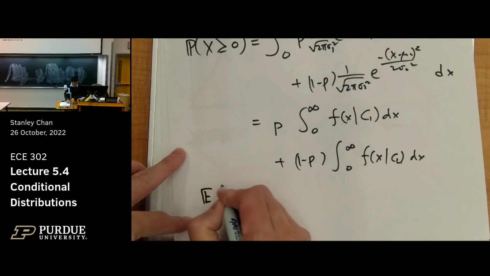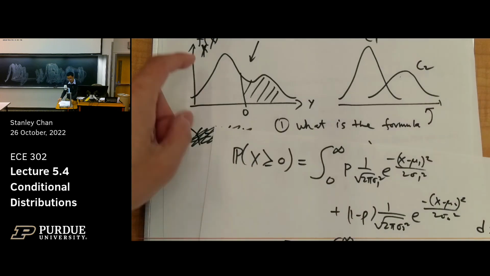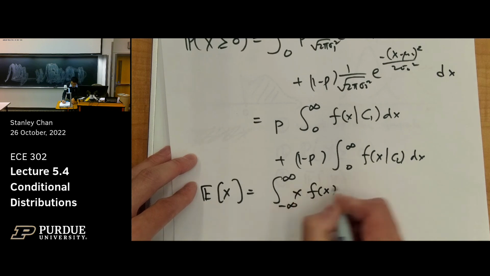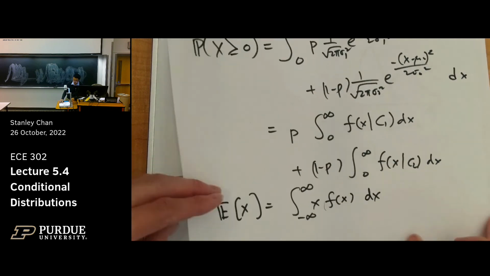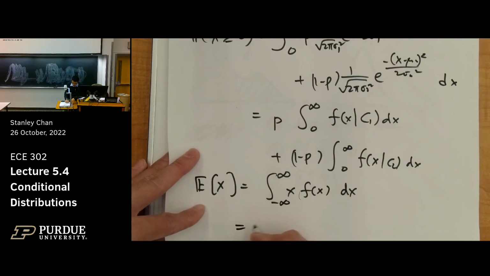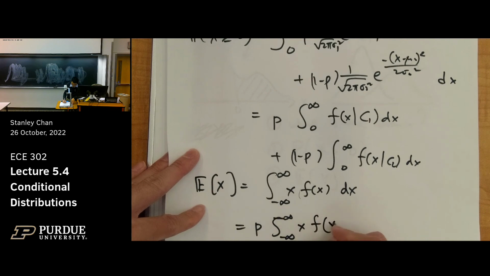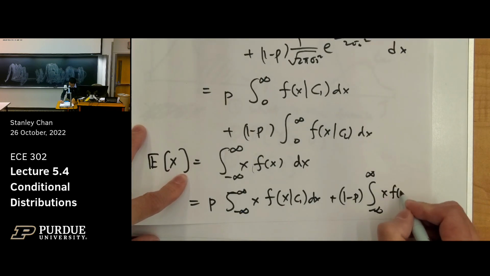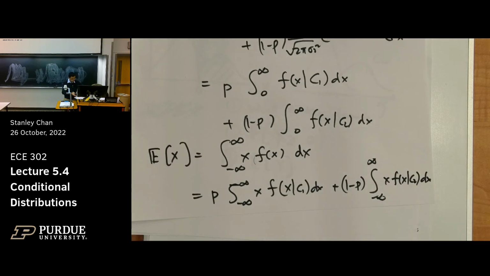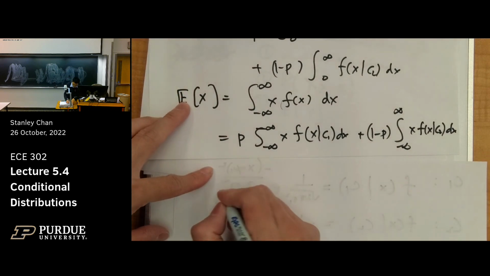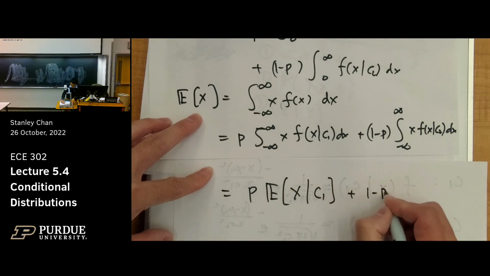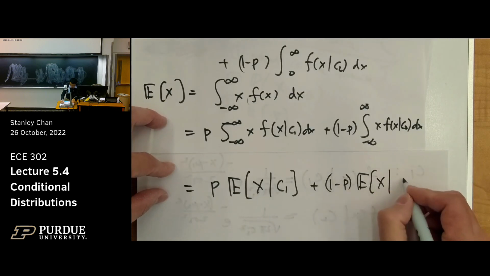And then the third question is, how do we find the expectation of x? Well, to find the expectation of x, of course, you have this f of x. Then you need to do this integration from minus infinity to infinity of x times f of x dx. And then your f of x is just the sum of these two events, so you can write it as p times the integration from minus infinity to infinity of x f of x given c1 dx, plus 1 minus p times the integration from minus infinity to infinity of x f of x given c2 dx. Now, I can further simplify this as the probability p times the expected value of x given c1, plus 1 minus p times the expected value of x given c2.